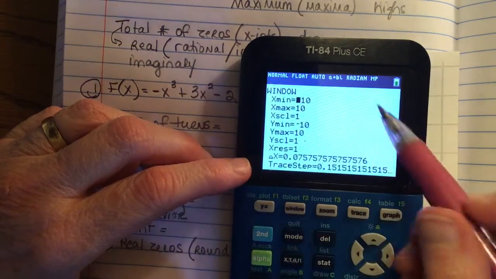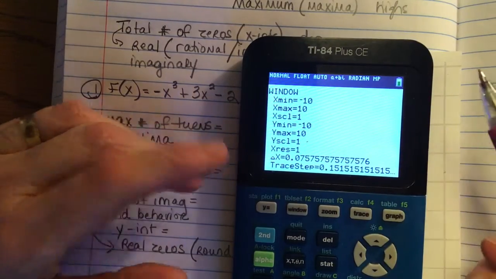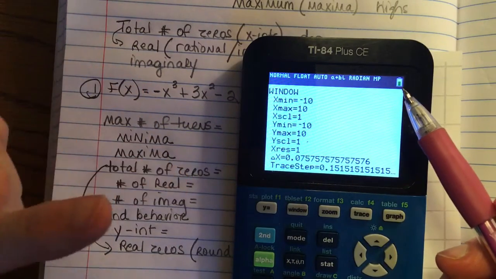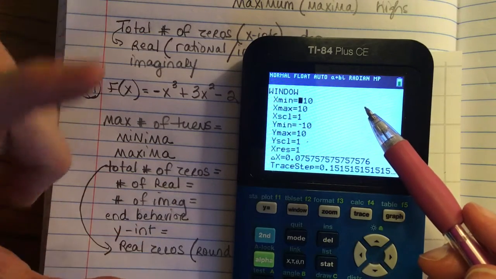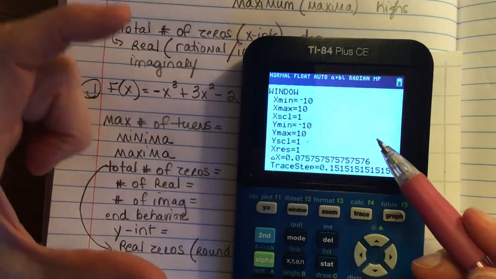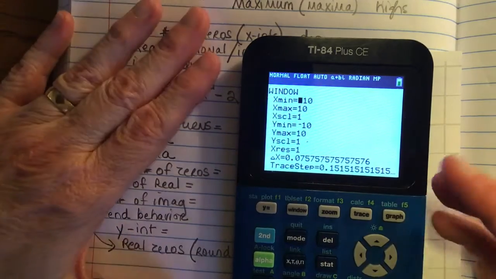Let me go back to window. Negative 10 to 10, negative 10 to 10. And all the classwork, I believe, will fit. Now, we may have trouble seeing some things going on, and we may have to do another feature on the calculator when we do the second one. We should be good to go here.